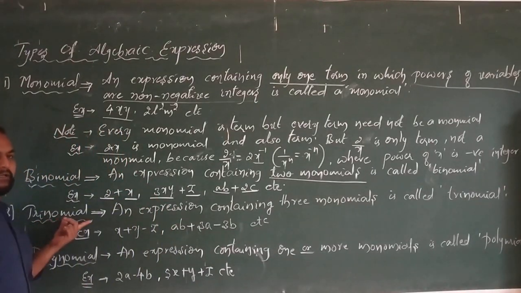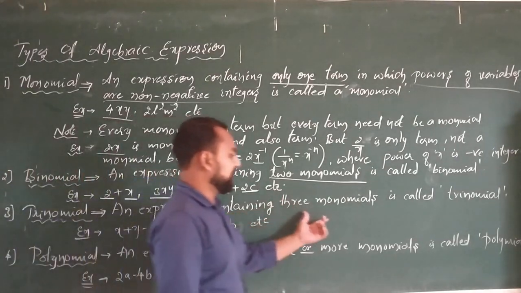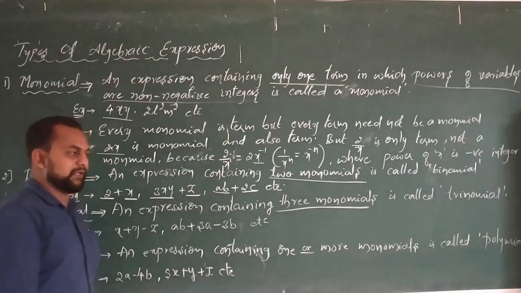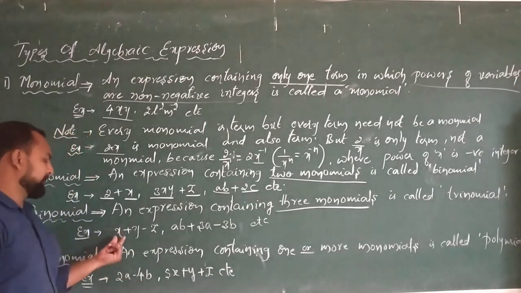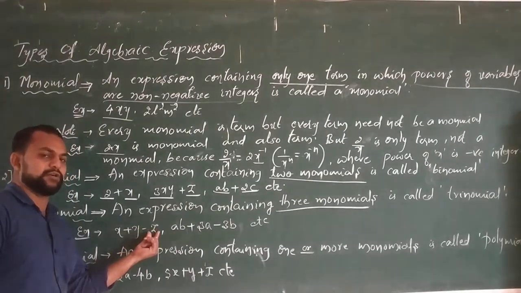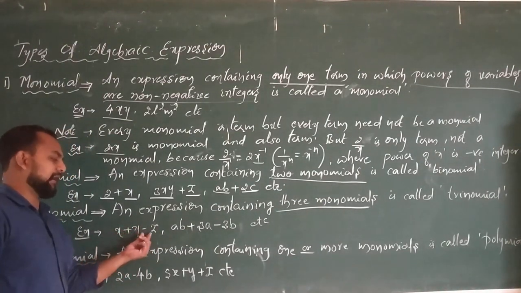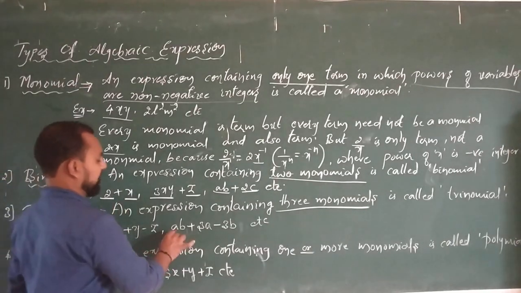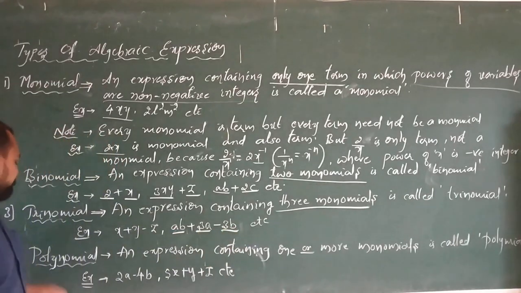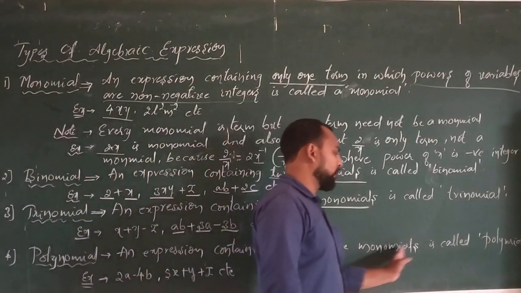Then trinomial, tri is 3. An expression containing three monomials or three terms is called a trinomial. Here x is one term, y is another term, and z is a third term. These are separated by the negative and positive signs. Here ab, 3a and 3b, three terms. Okay.